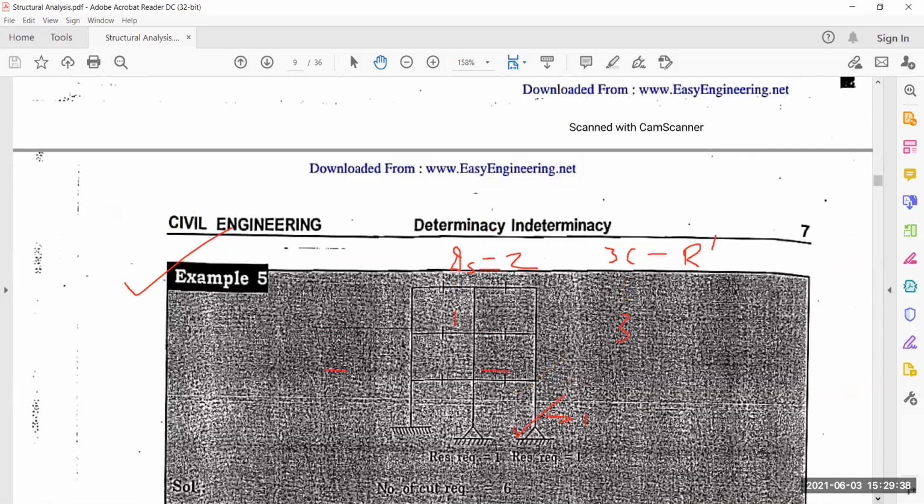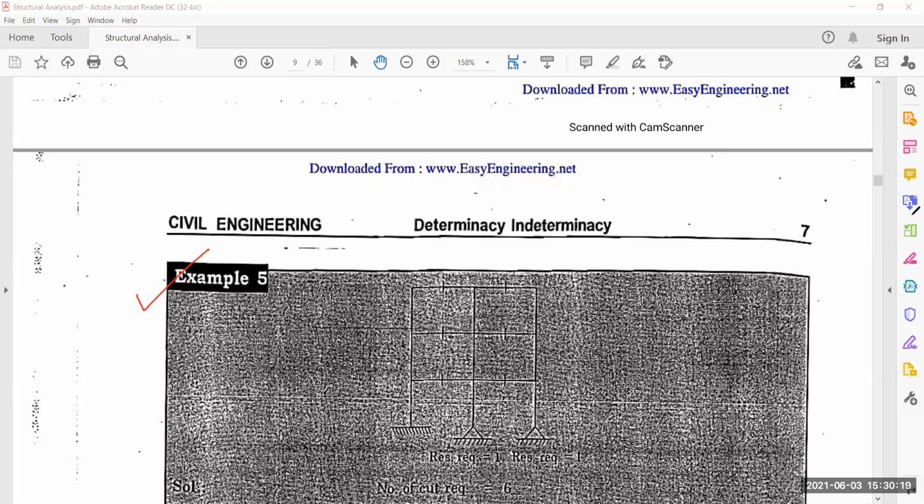Is it visible? Example number 5. Okay, you solve this question. I think if you solve many problems, then you get better understanding of DS of frame. You solve this question. So 16, sir. Okay, you all get 16.